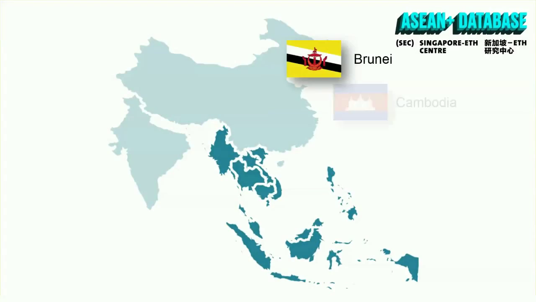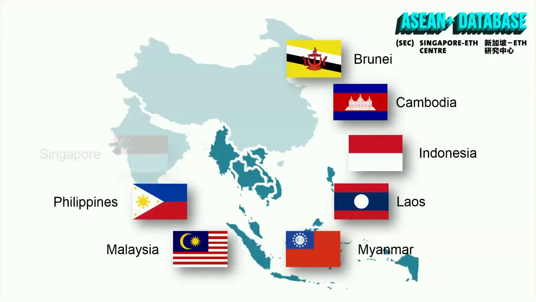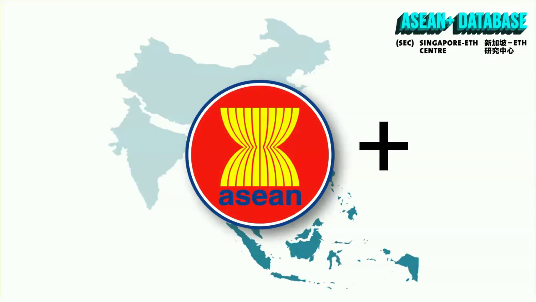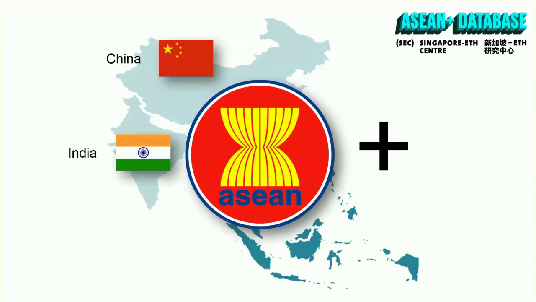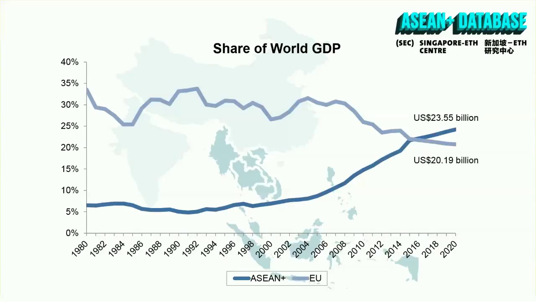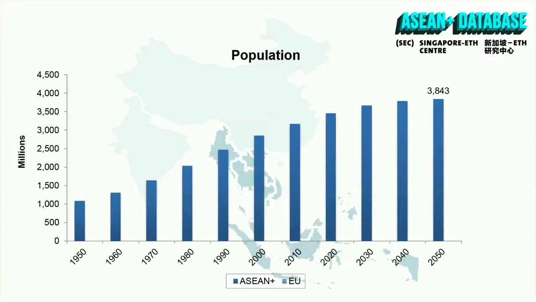The Association of Southeast Asian Nations, ASEAN, is a dynamic economic union with 10 member countries. The term ASEAN Plus also includes China and India. The share of world GDP of the ASEAN Plus has grown rapidly in the last 30 years and has eclipsed the European Union in 2015. Over 3 billion people live in the region, nearing 4 billion by the year 2050.